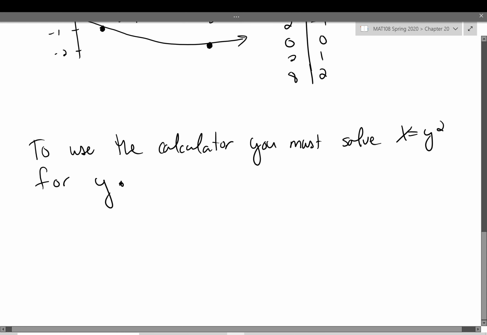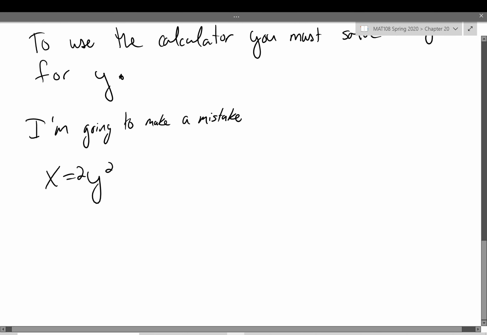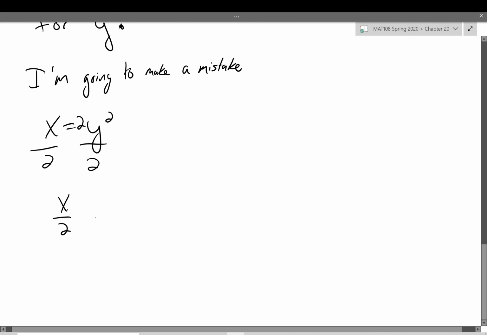Now, I'm going to make a mistake here, okay? So, I'm going to make the mistake. I'm writing this down. I'm going to make a mistake, because I want you to see just how important this is, okay? So, let's say, for example, you have x equals 2y squared, and what you wanted to do is solve this for y. So what you would do is divide both sides by 2. That would give you x divided by 2 equals y squared.